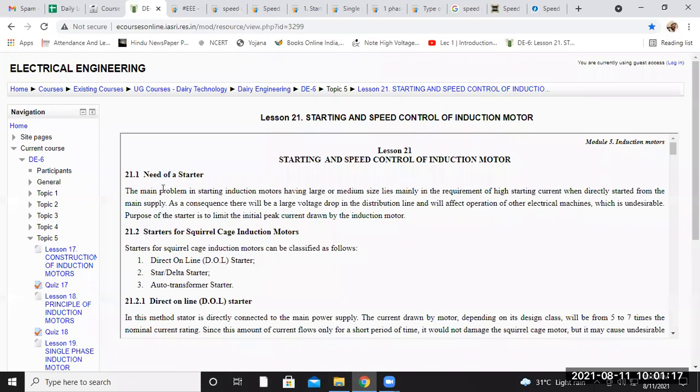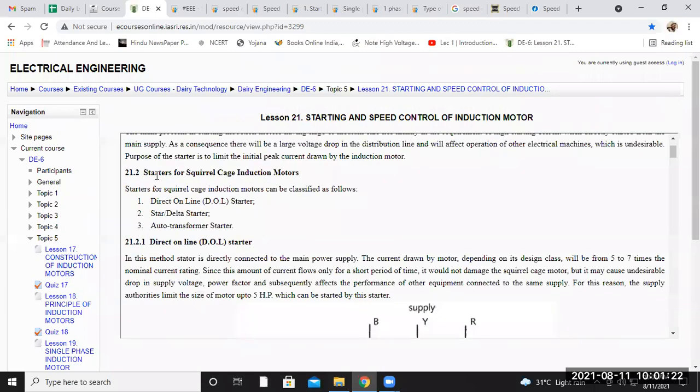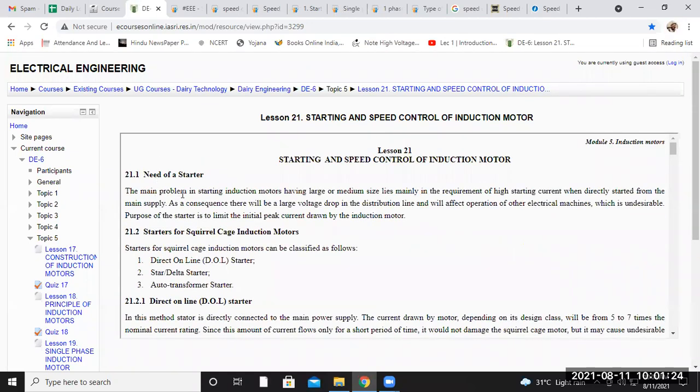What is the need of a starter? Why do we need a starting method? In the previous class, I have already told you, because of the high starting current, the voltage drop will be large. If you are providing 440 volt for three phase, the working voltage will be somewhat less than 440 volt.